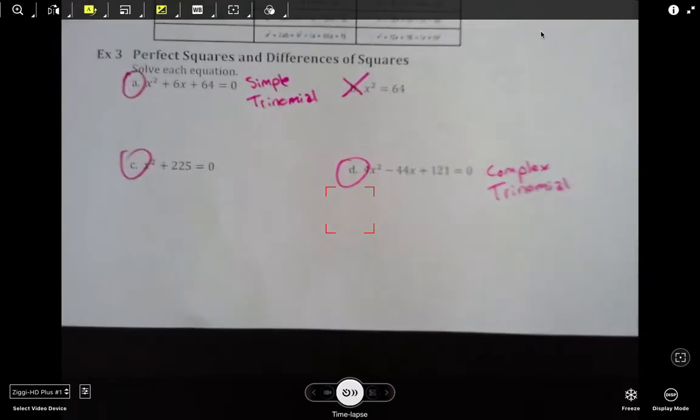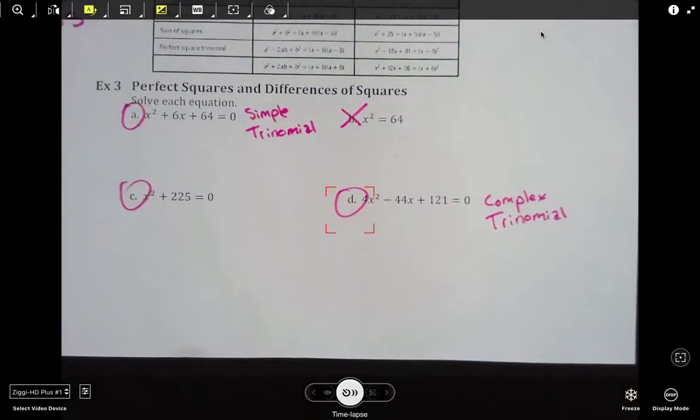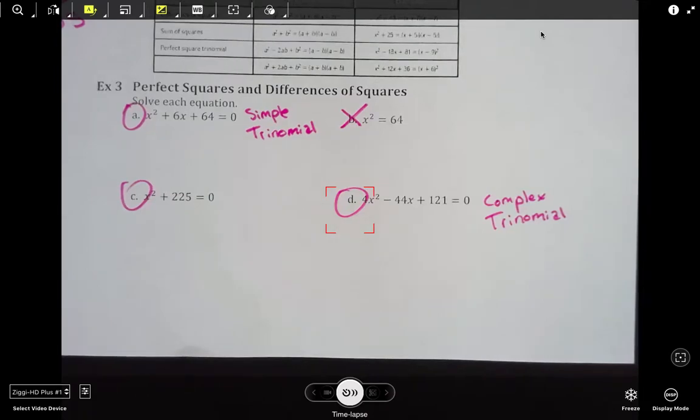I don't have enough spit in my mouth. Okay, simple trinomial.